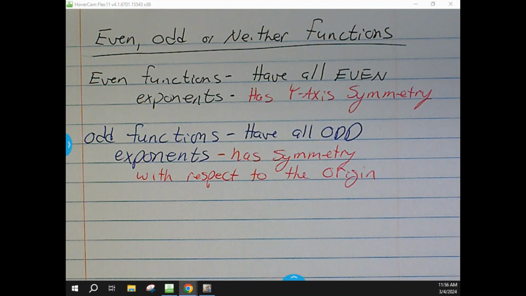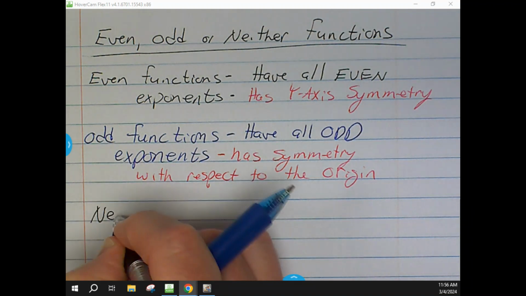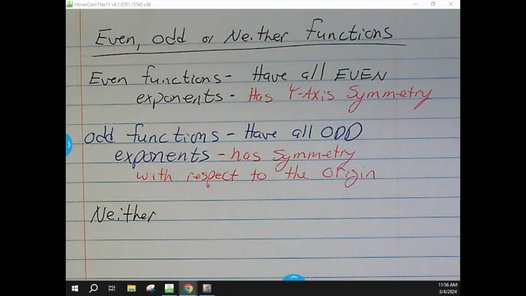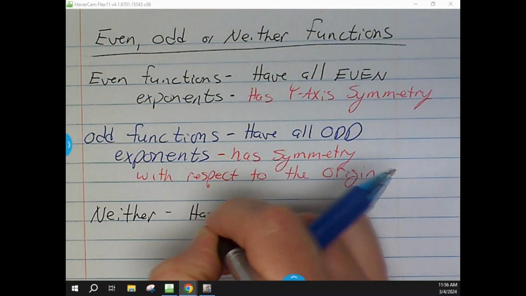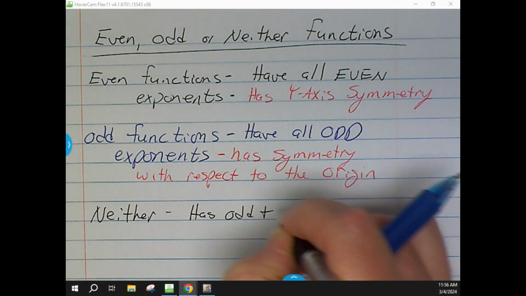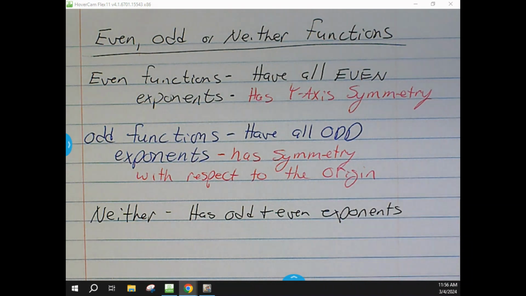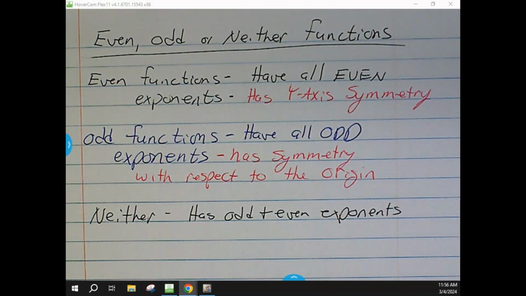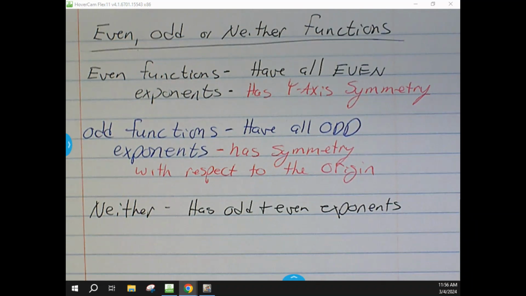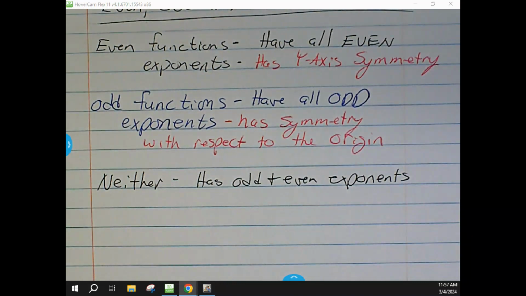And then the neither part. It has odd and even exponents. So if it's got a mix of even exponents and odd exponents, then they say it's going to be a neither. So even functions have all even exponents, odd functions all odd exponents, and if it's neither, it's got a mix of both of those. And again, everything for the most part is pretty straightforward. There's one or two little things you've got to watch out for. It's kind of sneaky. And if you get those one or two sneaky things, then everything else is really straightforward, really easy.